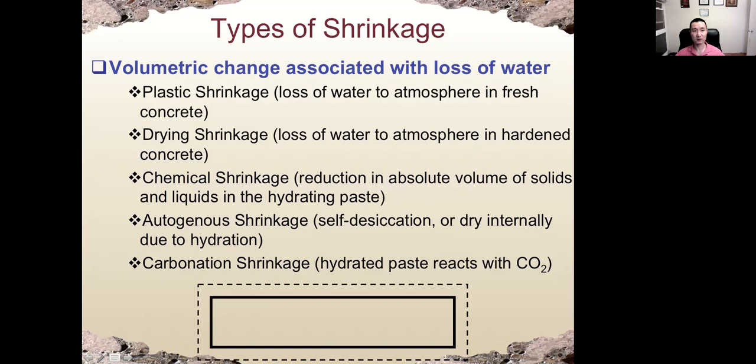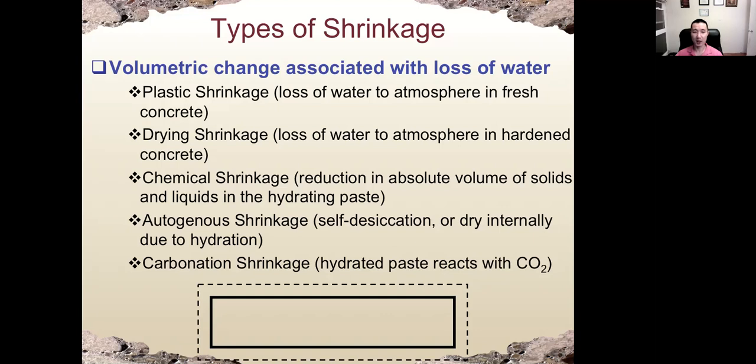So let's first of all look at volumetric change due to loss of water. There are several different types of shrinkage due to loss of water. Plastic shrinkage is loss of water to the air when the concrete is still in the fresh state, before set time. Dry shrinkage means loss of water to the air in hardened concrete after the concrete sets. Chemical shrinkage is reduction in the total volume of solid and liquid during the hydration process.